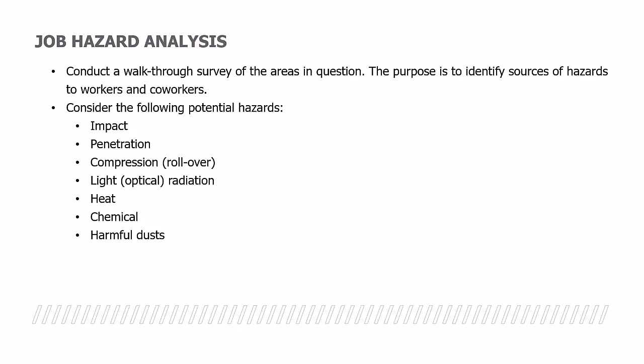Do a walkthrough. Once again, survey the areas in question. And here's the purpose of that. Basically is identify the hazards to not only the workers and also to the co-workers. Consider the following. That particular area where the person's working in, is there any type of an impact? Is there any type of penetration? Is there going to be any type of compression or any type of rollover, for an example? What about the radiation as far as optical lighting is concerned? The heat, the chemicals, the harmful dust. These are all things to consider during the job hazard analysis.